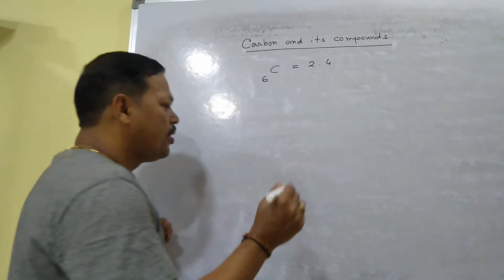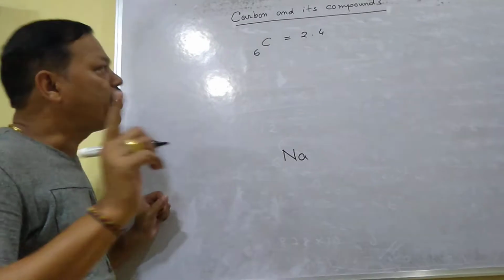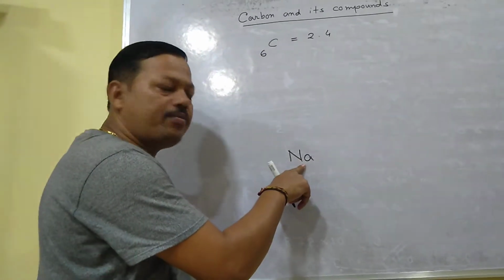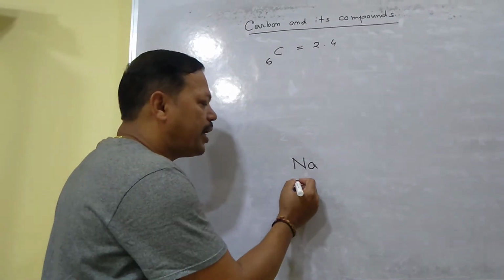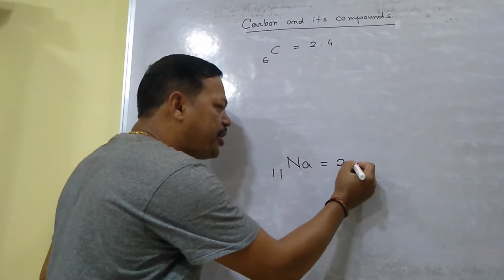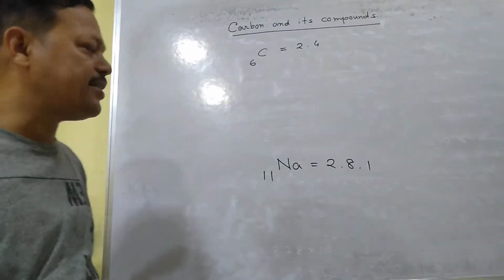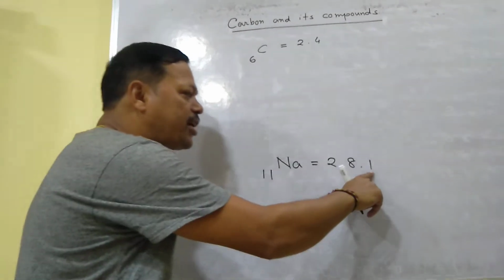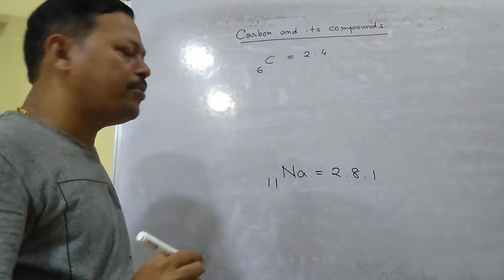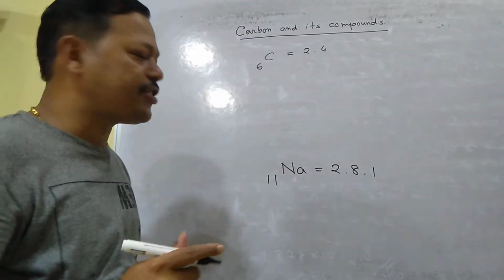See, for example, this is one atom. I will explain why carbon cannot release electrons. This atom is called sodium, and its atomic number is 11, and that's why its electronic configuration is 2, 8, 1. It contains 1 electron in its valence shell. Since it contains 1 electron in its valence shell, its electronic configuration is also unstable. To make it stable, what will it do? It will release 1 electron.